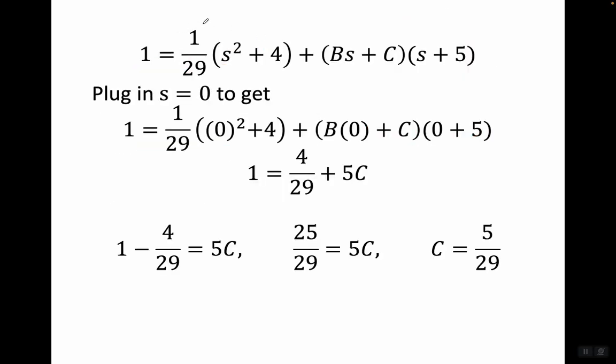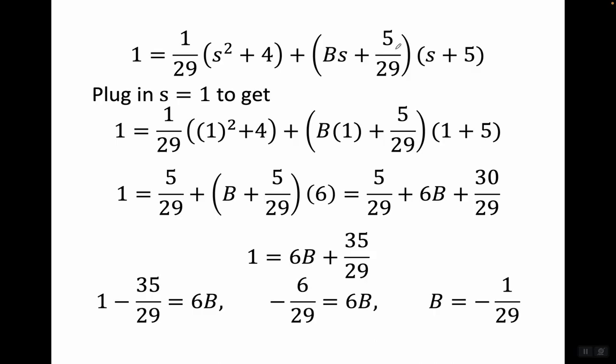Awesome. So let's plug in 1/29th for a. Now let's find what b and c are. Here, again, we can plug in any old value of s. There's really no more strategic values of s. So plug in s equals 0, for example, and you'd end up with 1 equals 1/29th times (0 squared plus 4) plus b times 0 plus c times (0 plus 5). In other words, 1 equals 4/29 plus 5c. 1 minus 4/29 is 5c. 25/29, in other words, is 5c. So c equals 5 over 29.